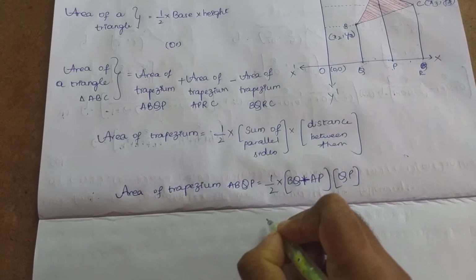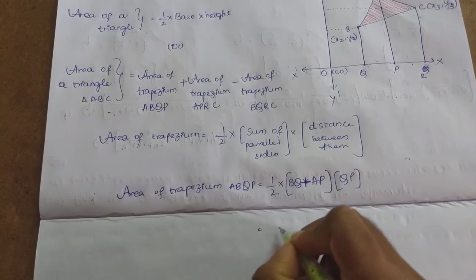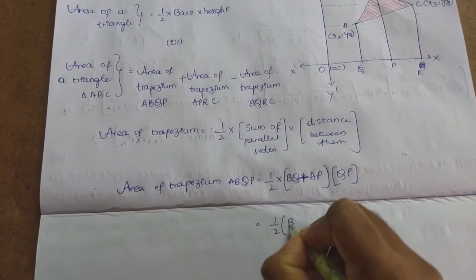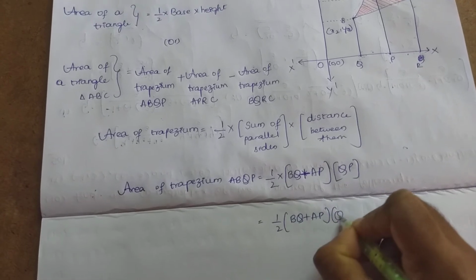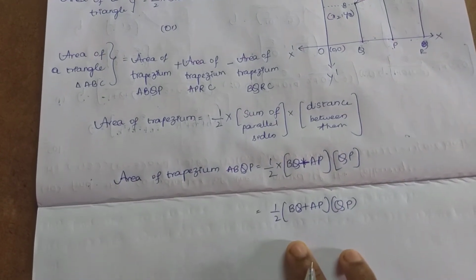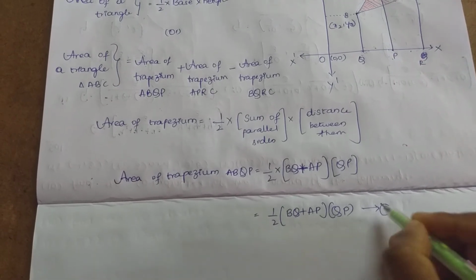So the area of trapezium ABQP equals 1 by 2 into BQ plus AP into QP. Put this as equation 1.